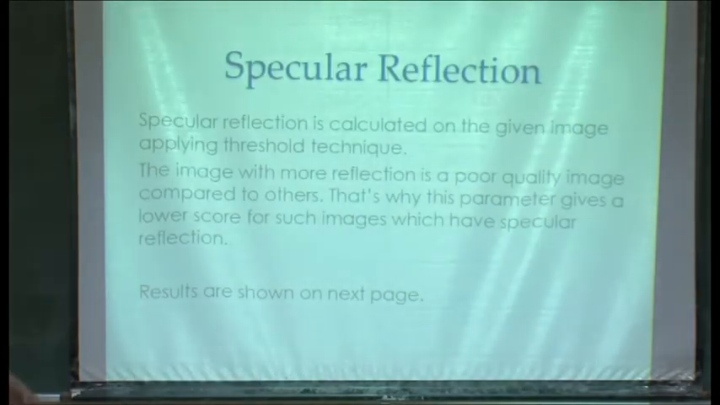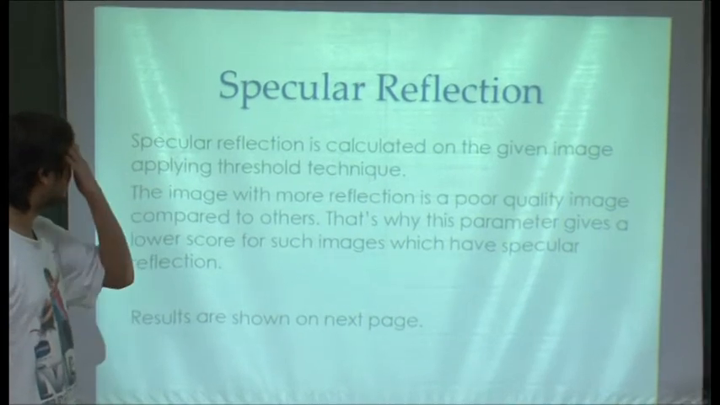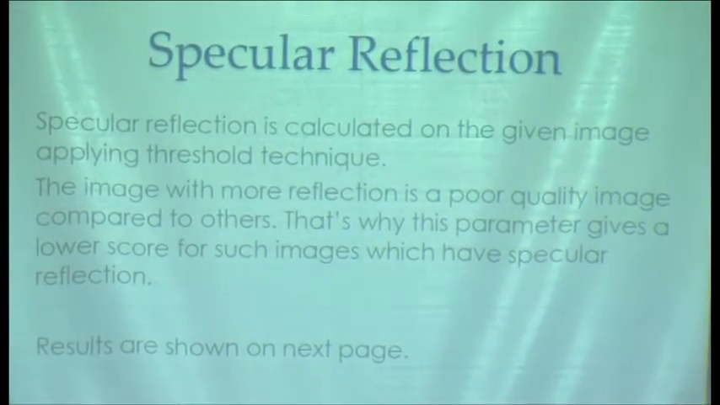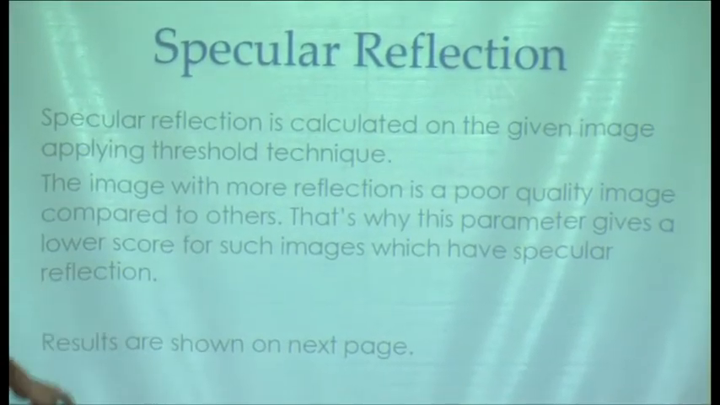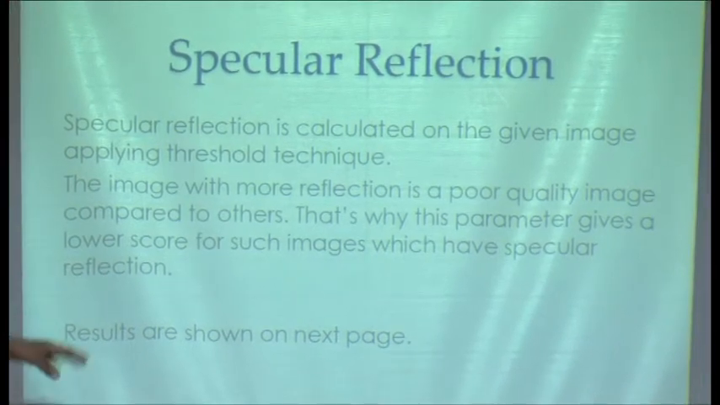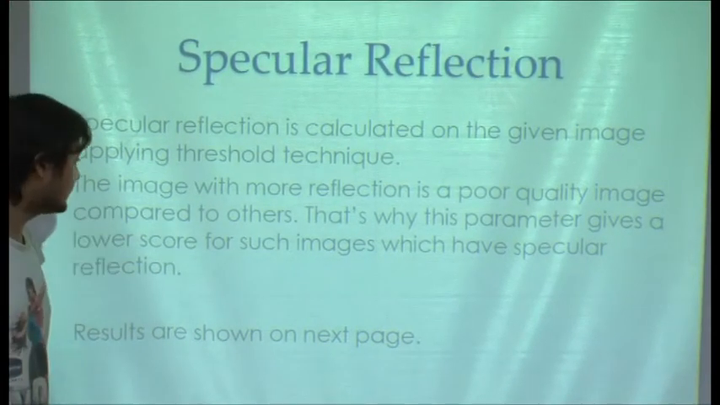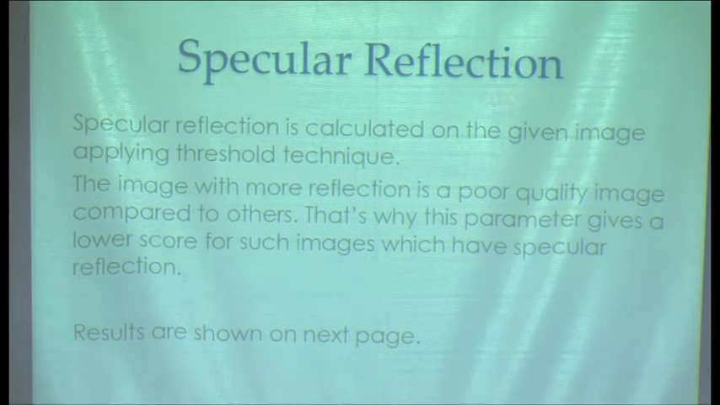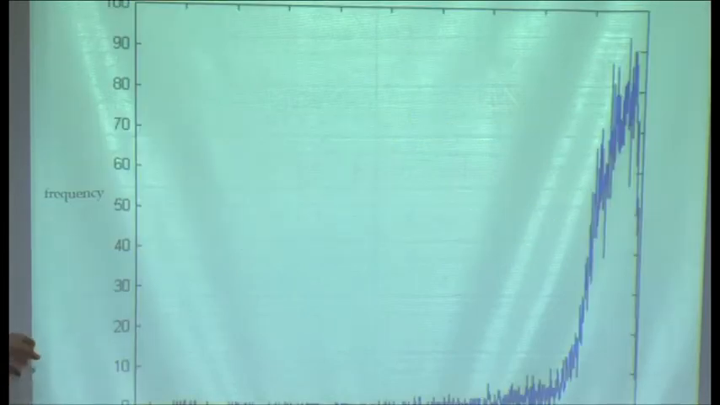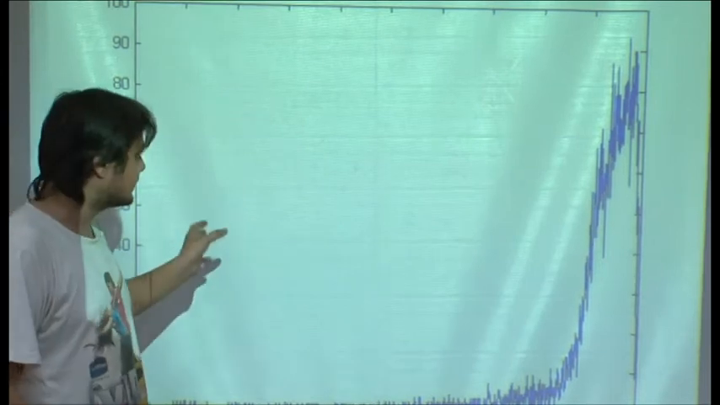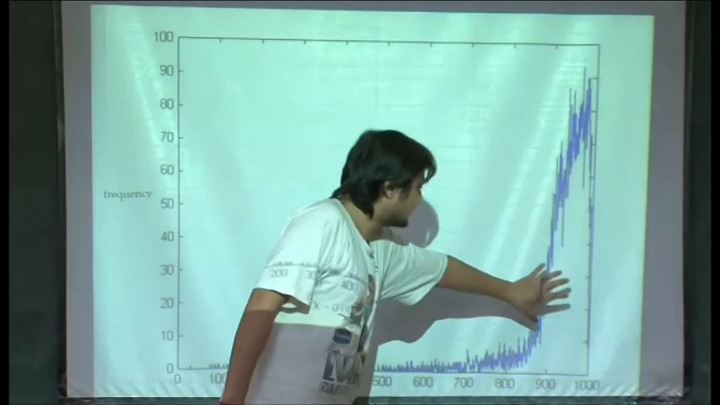Now another parameter I used was specular reflection, and for specular reflection I used a threshold technique. An image with more reflection is a poorer quality image compared to others, and the parameter gives a lower score, which was normalized. And here the majority of the database doesn't have specular reflection.